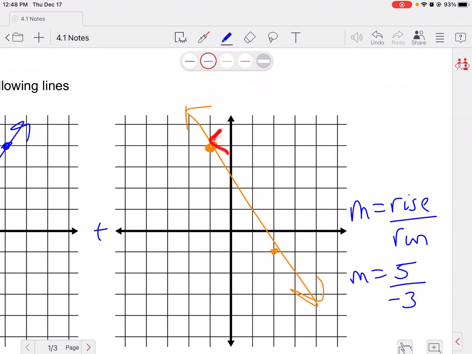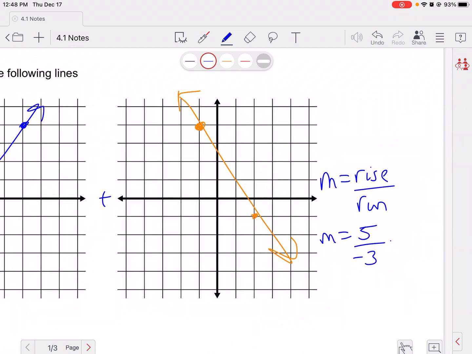Okay. And we could write that as negative 5 over 3, because the negative can go on the top or bottom. If you started from your top point, so if I started from this point, you would get the same answer, because you would say I'm going down 5, 2, 3, 4, 5, which would be a -5, which is what we have on top here.